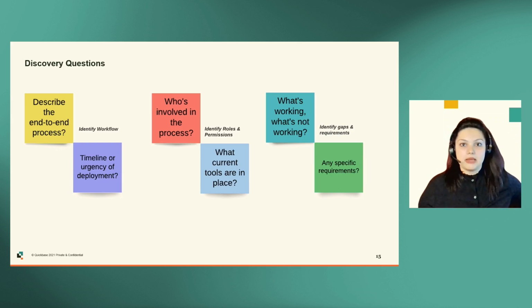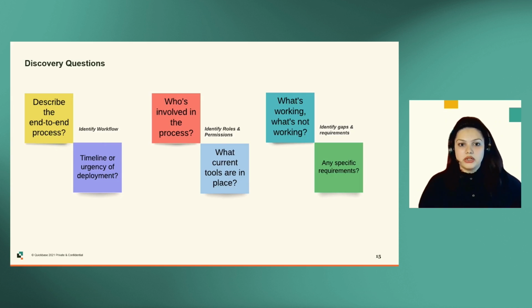So you want to know that timeline or urgency as well to help you identify that workflow. Next thing I like to identify are roles and permissions. So who's involved in the process? From a scenario, we learned that there are project managers, there are team members, and there are requesters who will be requesting that project, along with some additional stakeholders. So we know who's involved in the process.